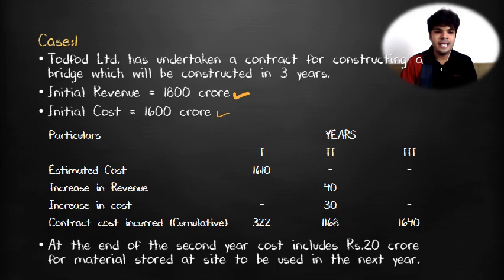Now increase in revenue in second year is 40, increase in cost in second year is 30, and contract cost incurred cumulative up to the end of year 1 is 322, year 2 is 1168, and year 3 is 1640. Now at the end of the second year, cost includes rupees 20 crore for material stored at a site to be used in the next year.